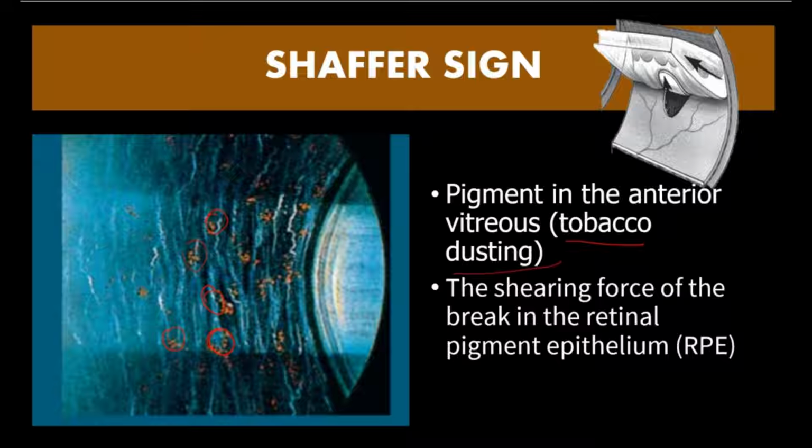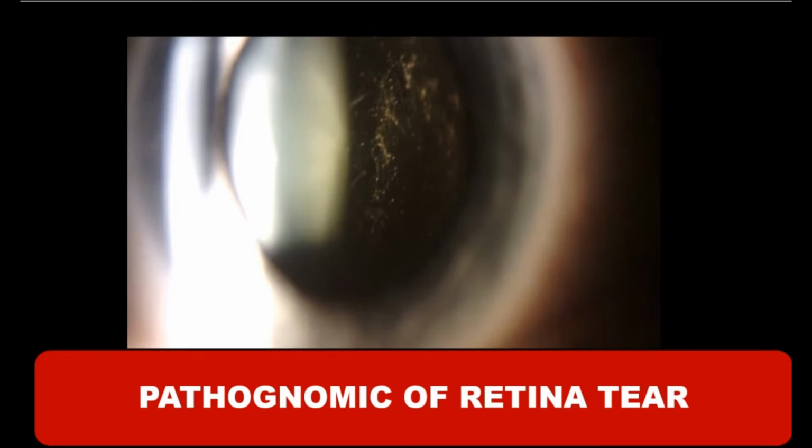As the PVD occurs, the vitreous forcefully tugs on the retina and the retinal break occurs. And when the retinal break occurs, it also causes a shearing force on the retinal pigment epithelium, leading to dislodgement of some of the pigment into the vitreous cavity, right? So this is known as Schafer's sign.